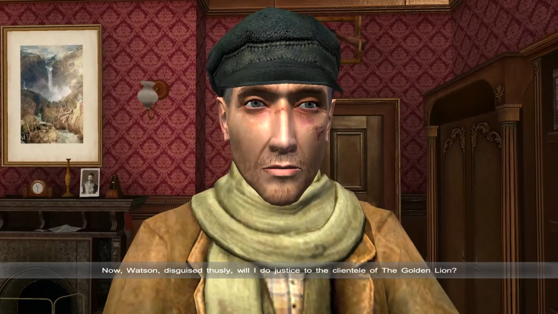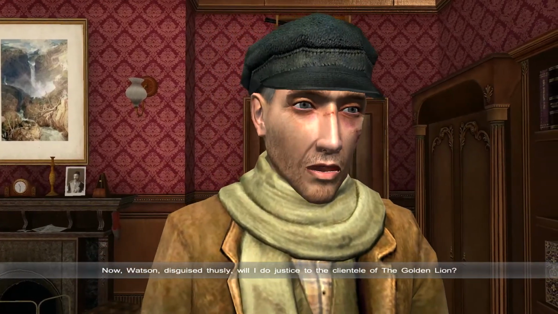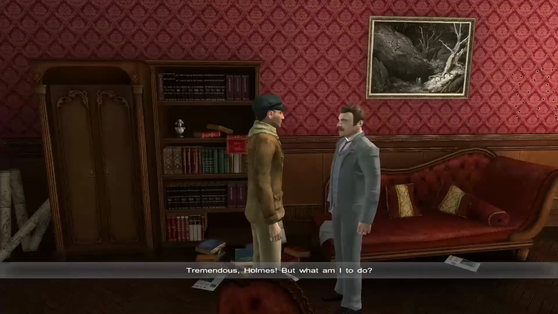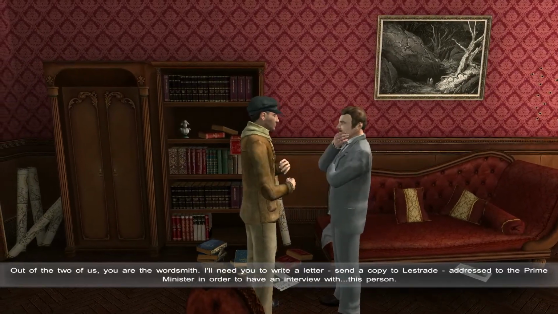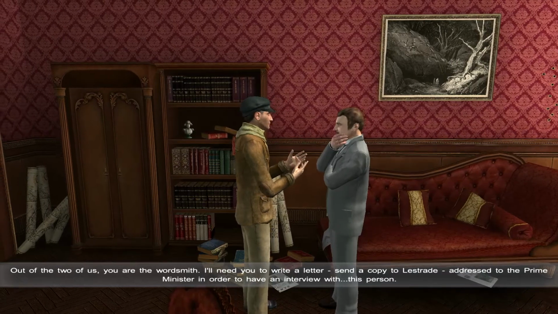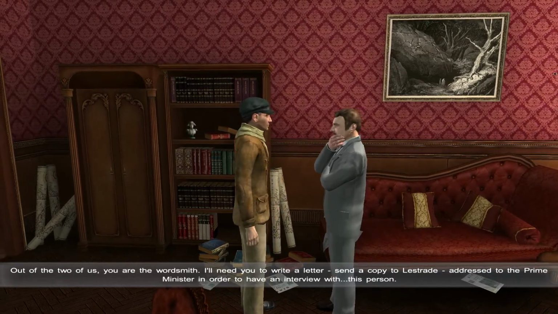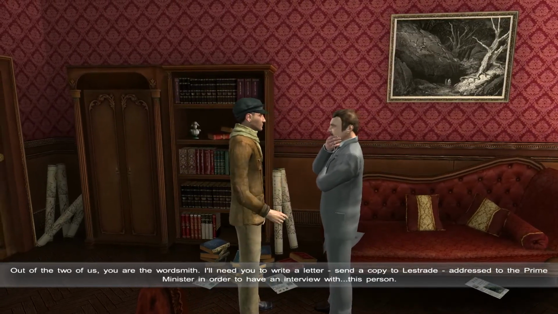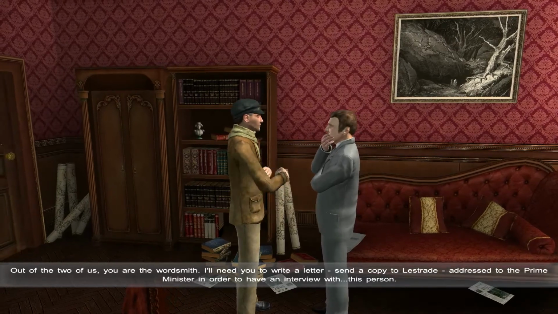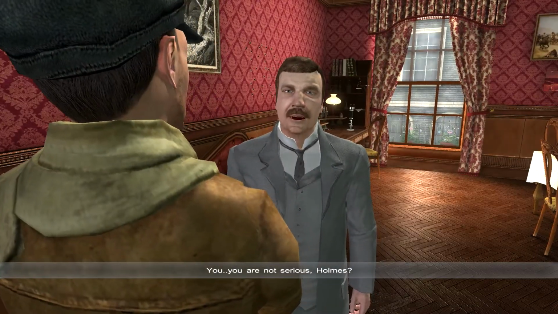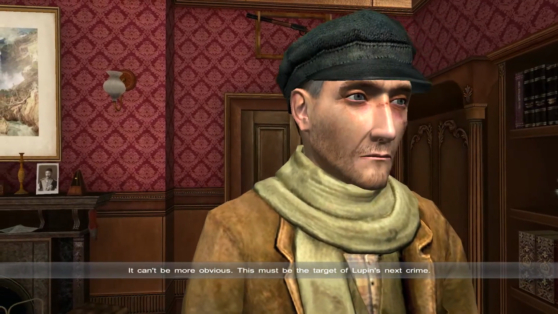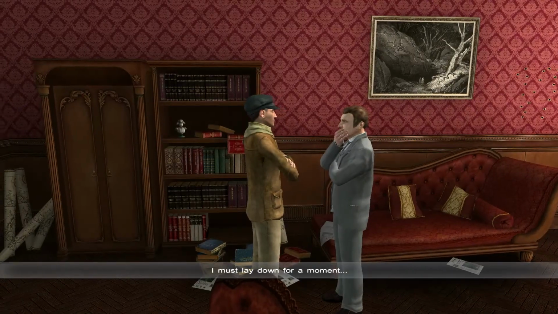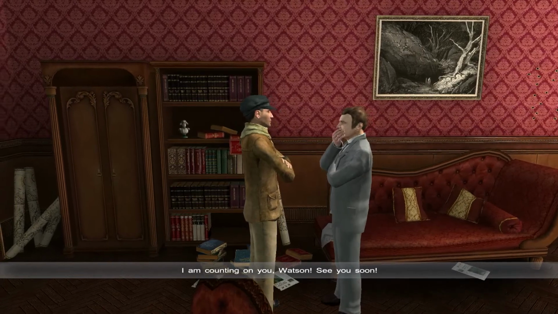Now, Watson, disguised thusly, will I do justice to the clientele of the Golden Lion? Tremendous, Holmes. But what am I to do? Out of the two of us, you are the wordsmith. I'll need you to write a letter, send a copy to Lestrade, addressed to the Prime Minister, in order to have an interview with this person. You are not serious, Holmes. It can't be more obvious. This must be the target of Lupin's next crime. I must lay down for a moment. I am counting on you, Watson. See you soon.